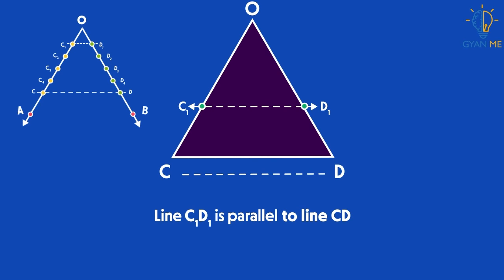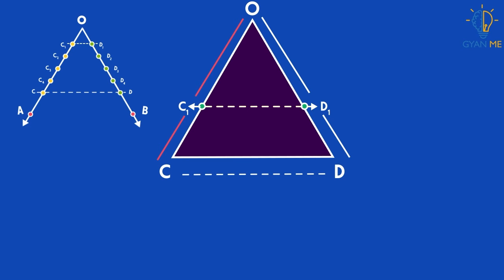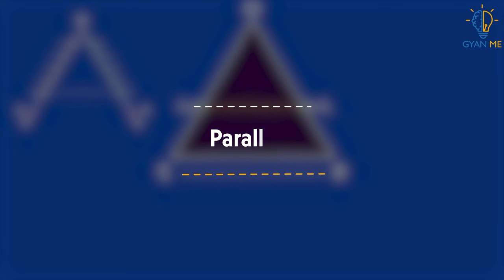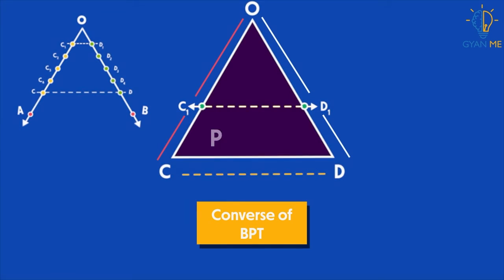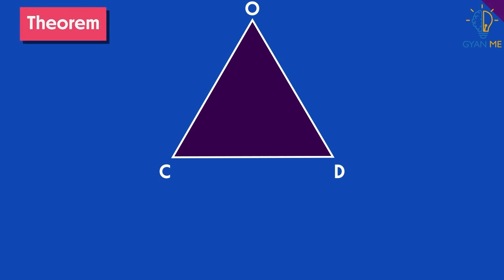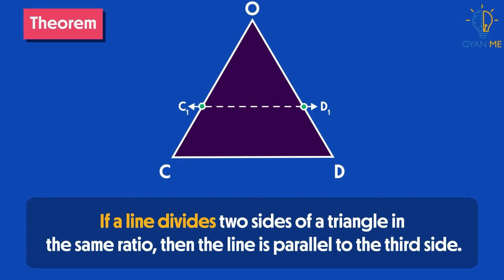Thus we find for a triangle that if a line divides two sides of a triangle in the same ratio, then the line is parallel to the third side. Now this is the converse of the basic proportionality theorem, students, isn't it? Yes. So we can write this observation in the form of a theorem, which says if a line divides two sides of a triangle in the same proportion, then the line is parallel to the third side.